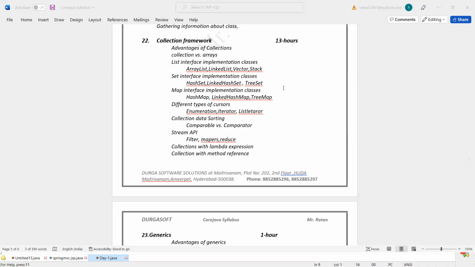Yes or no? Collections with lambda expressions and what? Collections with the method reference, right? That we will see in real time.